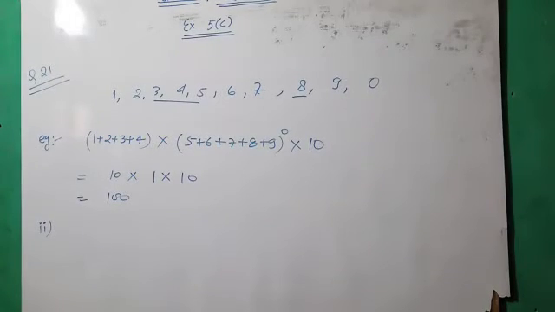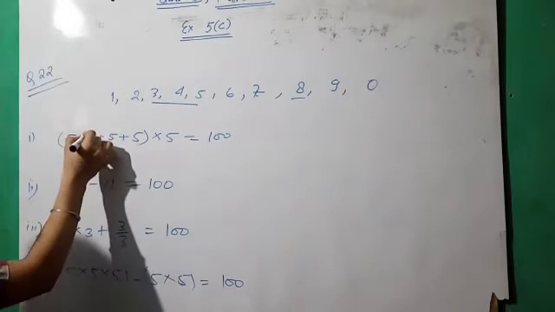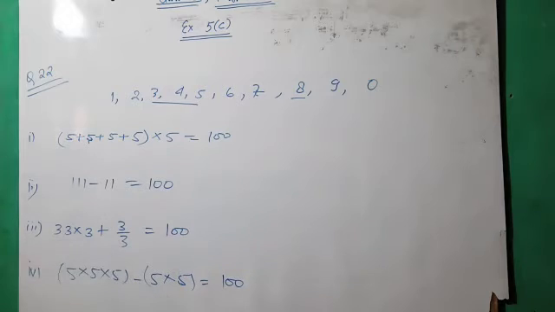Now moving towards question number 22. Give 4 different ways of writing 100 with 5 identical digits. This is a very simple question also. So these are the 4 methods in which we can use identical digits 5 times, so that the multiplication, addition or subtraction becomes equal to 100.